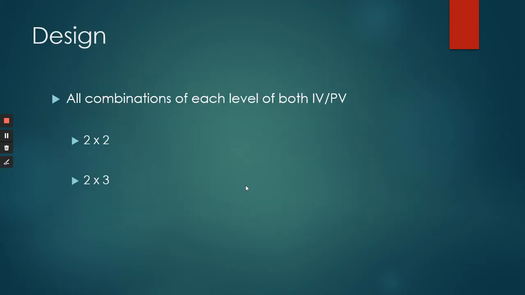So those are just examples of what they mean by these 2 by 2, 2 by 3, any number by any number. Of course, you don't want to have too many levels to your variables because it becomes a big mess in terms of trying to analyze and interpret and collect your data.